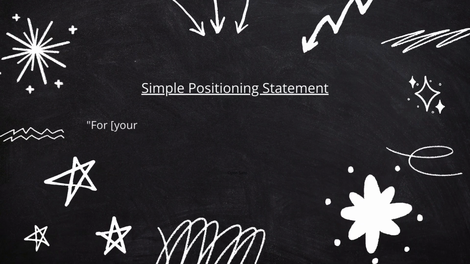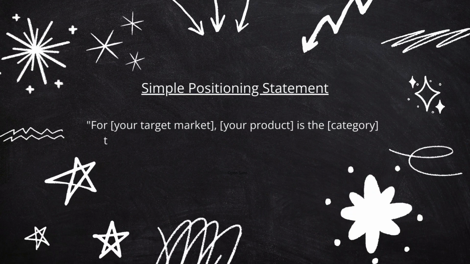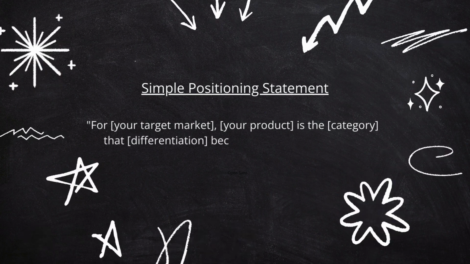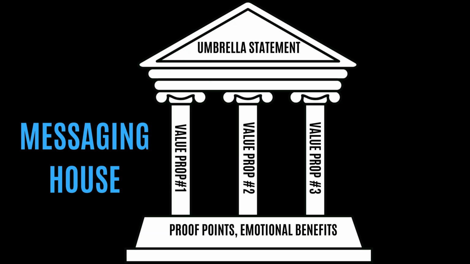For your target market, comma, your product is your category, that, your differentiation, because, and the reason to believe this. For messaging, I would recommend to use the messaging house framework. This includes your brand position, value pillars, product promises with proof points, and emotional benefits. Remember to test and refine your positioning messaging based on market feedback using tools like Google Analytics or A/B testing platforms. I also personally love to use Winter for message testing.